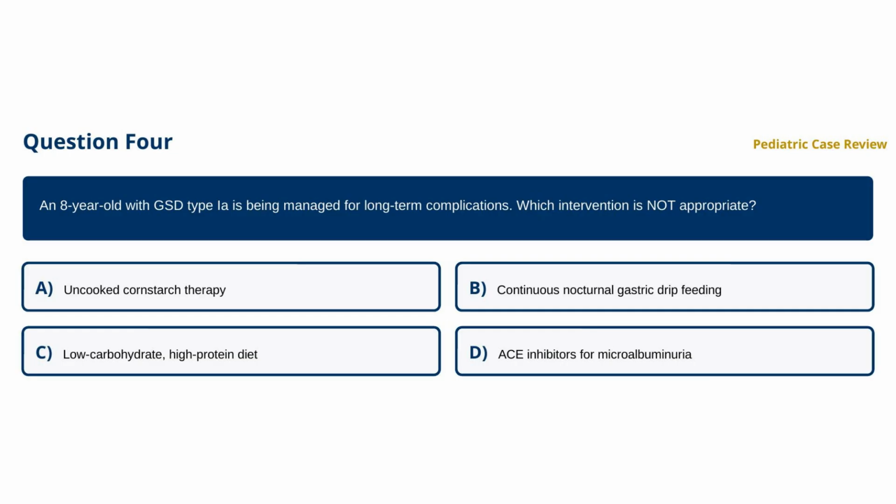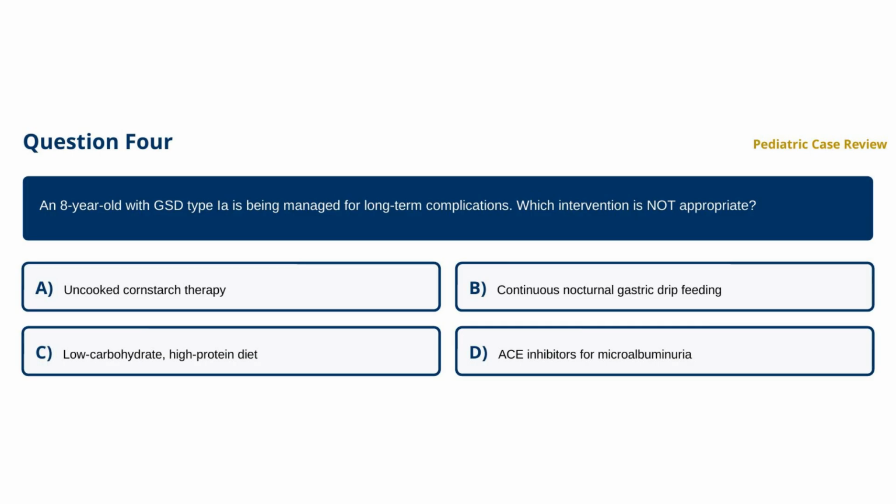An 8-year-old with GSD type 1A is being managed for long-term complications. Which intervention is not appropriate? Option A, uncooked cornstarch therapy. Option B, continuous nocturnal gastric drip feeding. Option C, low-carbohydrate, high-protein diet. Option D, angiotensin-converting enzyme inhibitors for microalbuminuria.